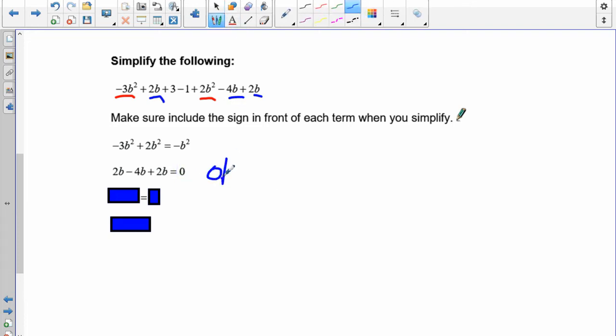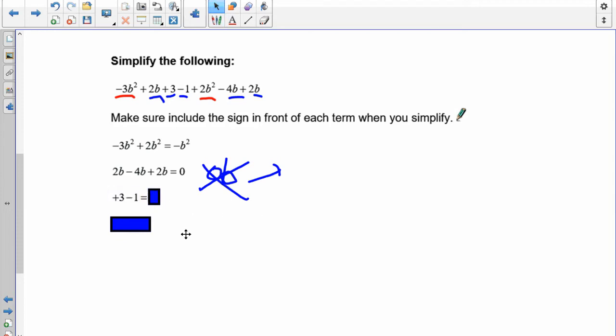Now, you don't put this down. All right, you just don't. If it's gone, you leave it. Next one, I'm going to have to find the constants. And I've got a positive 3 and a negative 1, and as I go through here, nothing else is there. So my positive 3 and negative 1 is 3 take away 1, and that's 2. So taking the negative b squared, this goes away, and the 2 gives us negative b squared plus 2.